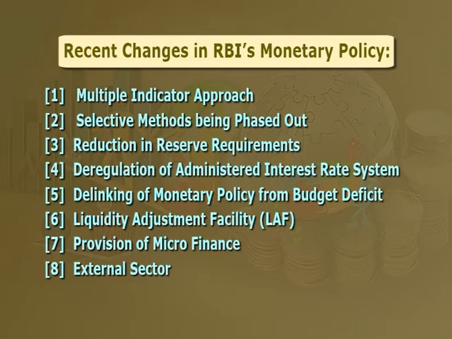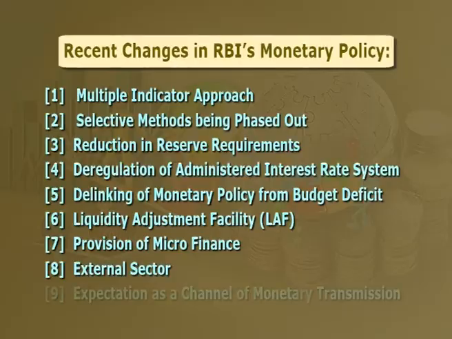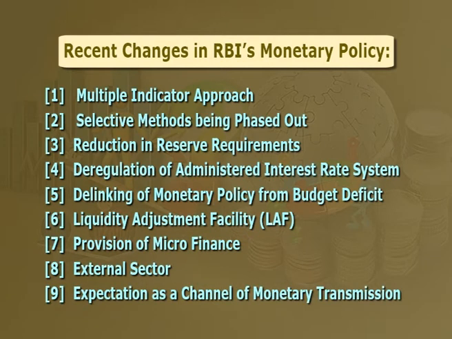Point number 8, external sector. With globalization, large amount of foreign capital is attracted to provide stability in financial markets. RBI uses sterilization and LAF to absorb the excess liquidity that comes in with huge inflow of foreign capital. Point number 9, expectation as a channel of monetary transmission.